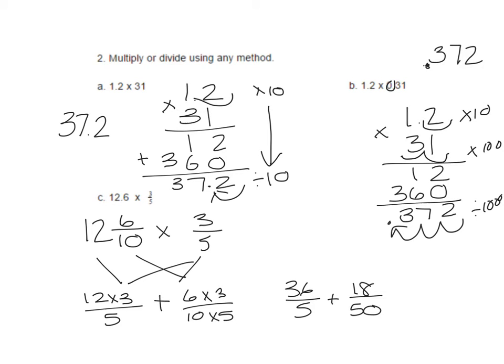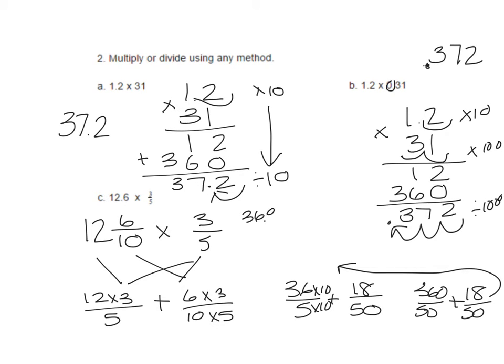Well, I can't add those together because they don't have the same denominator. But I know I can change 5 to 50 if I multiply by 10. So I'm going to multiply by 10 over 10, and I'm going to get 360 over 50 plus 18 over 50. And now I'm going to add them together. Sorry, I'm running out of space, so I'm going to end up putting it up here. I have 360 plus 18. Sorry, I'm getting messy now here too. I have 378 over 50. Now if I divide 378 by 50, I'm going to get my answer.